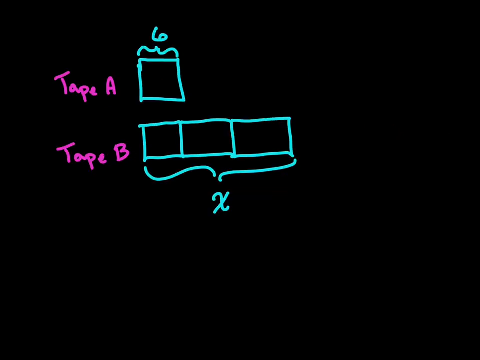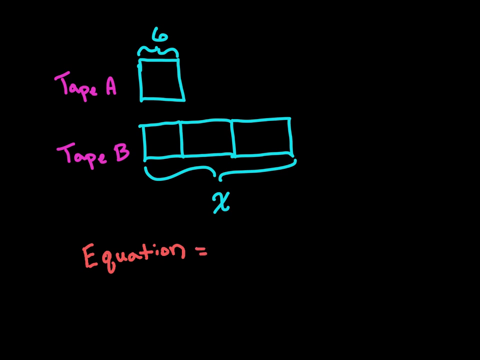First example tonight, tape A and tape B, these tape diagrams. Tape A is showing that this square is worth 6 units, whatever it is. And then the bottom is comparing it to 3 units. And they want you to solve for x. So we need to have an equation to help us solve for x.